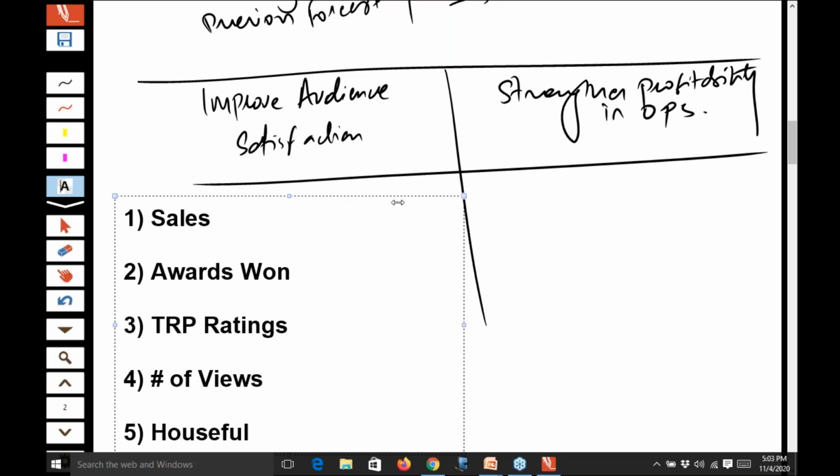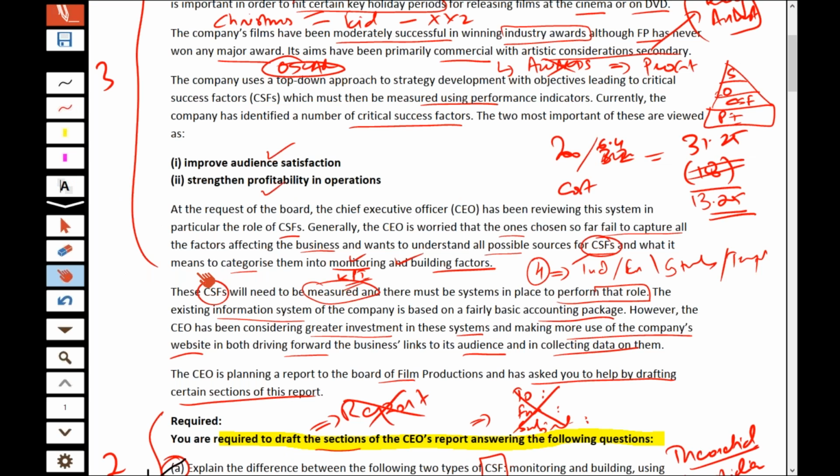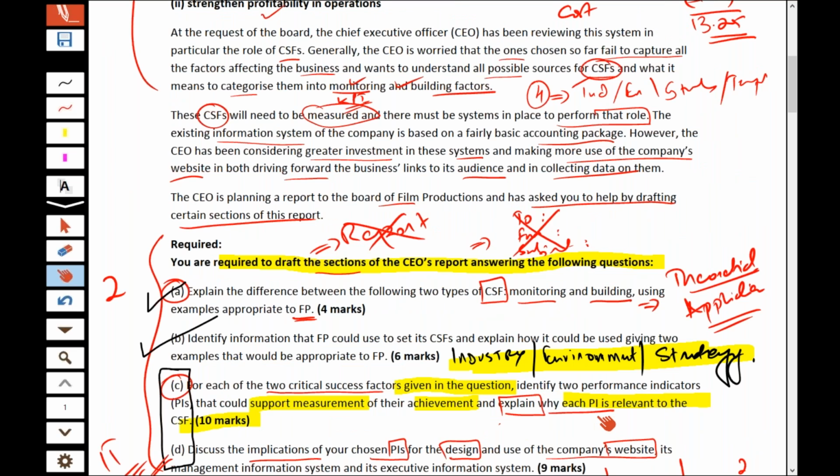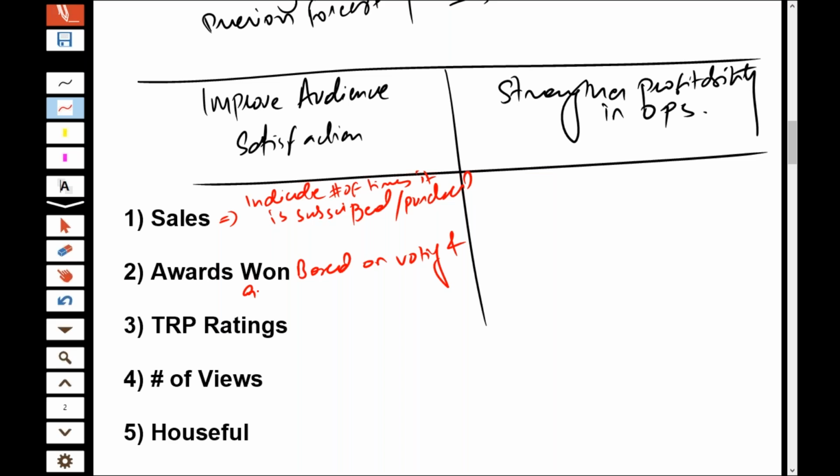Now let's try to have an understanding. Basically, the question is asking us two things. It tells us that you need to tell what the performance indicators should be and why they are relevant. So sales indicates the number of times it is subscribed or purchased, and this is based on voting and is an indicator of admiration from people.